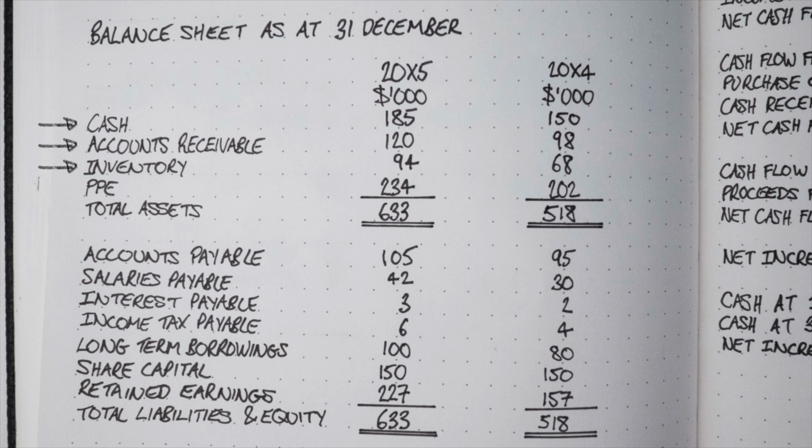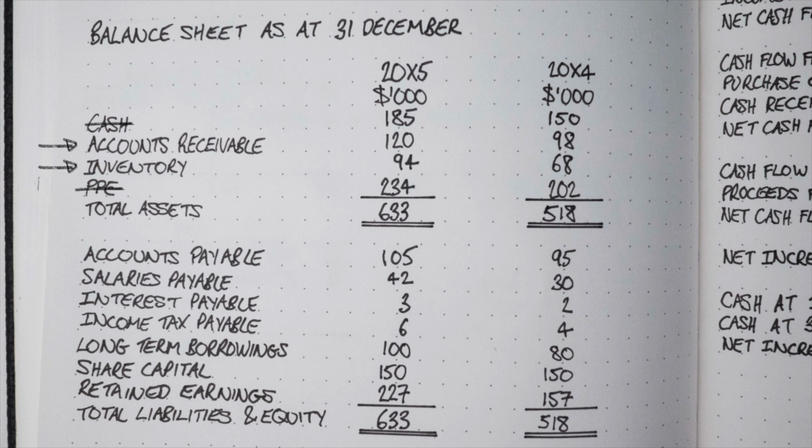Plant, property, and equipment is a non-current asset which affects cash flow from investing activities, so we can ignore that. And cash is what we're reconciling back to in the cash flow statement, so we can ignore that one as well. We are left with only inventory and accounts receivable.